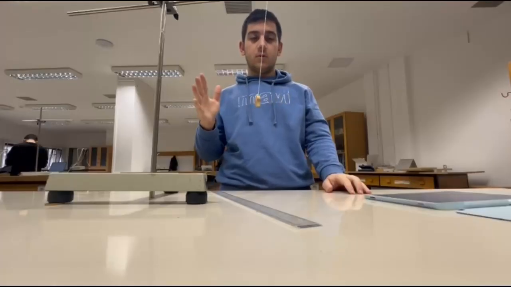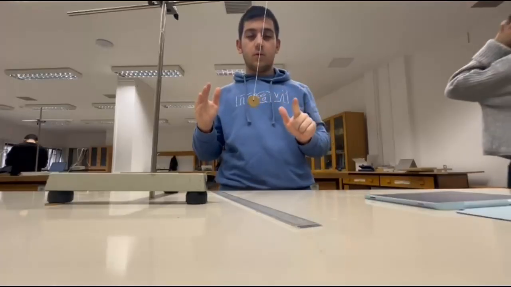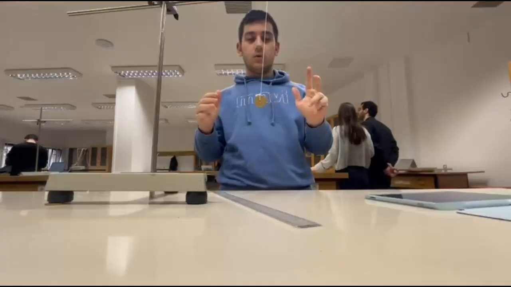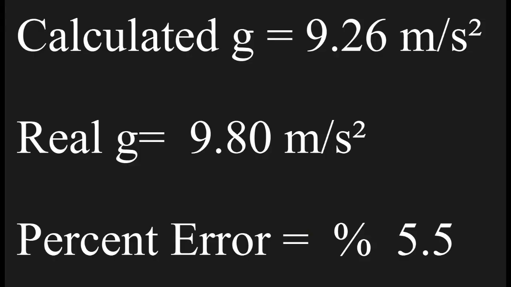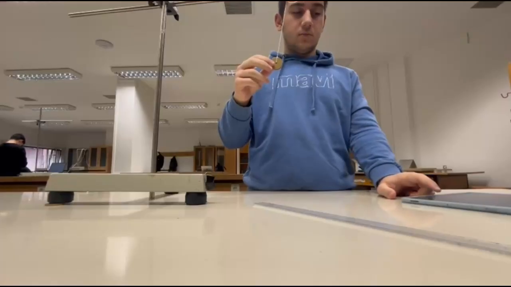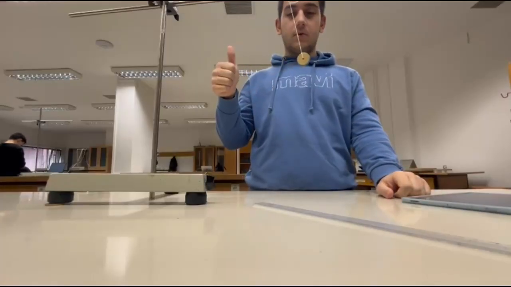As you can see, there are some errors. The cause of these errors is mostly lab circumstances and the measurements done by myself, so some of the errors are caused by the reaction difference in starting and ending the stopwatch. But still, my average g is close enough to the real g, and the error is 5.5%.